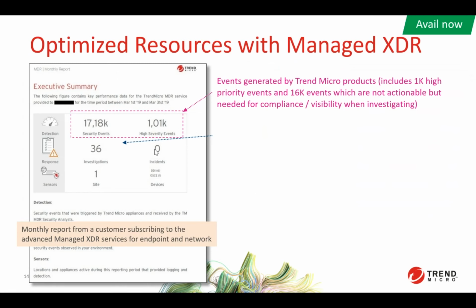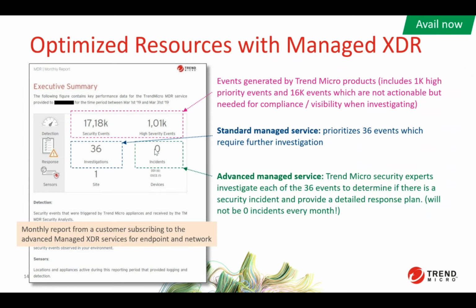It will provide proper details about what the actionable items are, what the less critical things are, and false positive details. Everything will be given properly. The standard managed service prioritizes 36 events which require further investigation, and the advanced managed service investigates those 36 events to determine if there is a security incident and provides a detailed response plan.